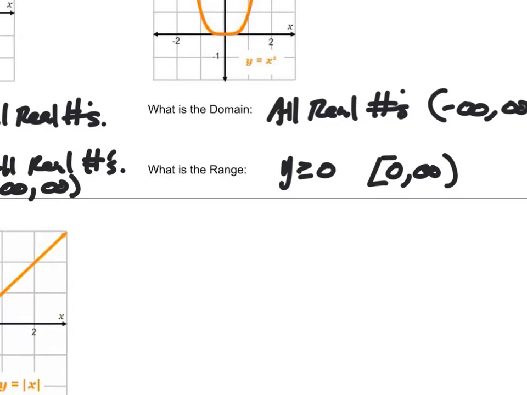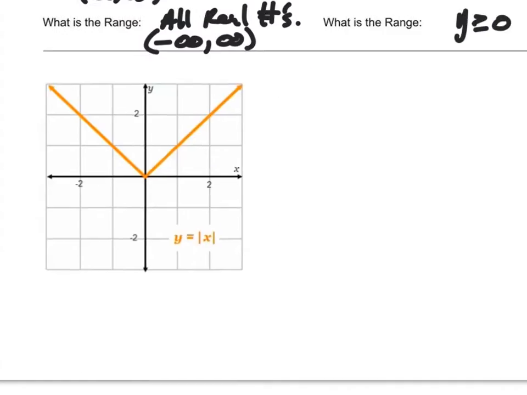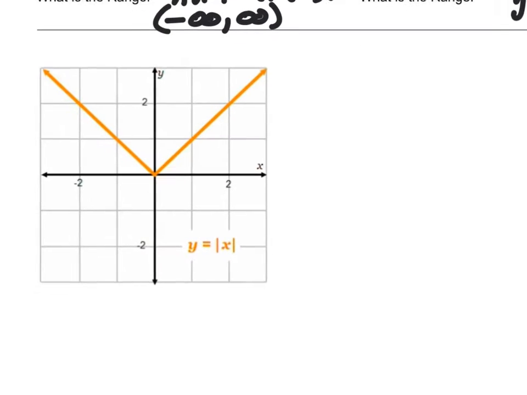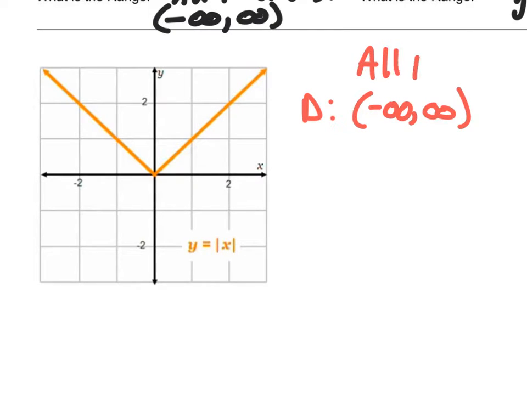Okay, so that's it. All right, now on something like this, what's the domain and range of an absolute value equation? Okay, so the domain, on something like this, where do you have x values? I've got negative x values, I've got 0, and I've got positive x values. So the domain goes from negative infinity to positive infinity, which is all real numbers. All real numbers. But what about the y values?